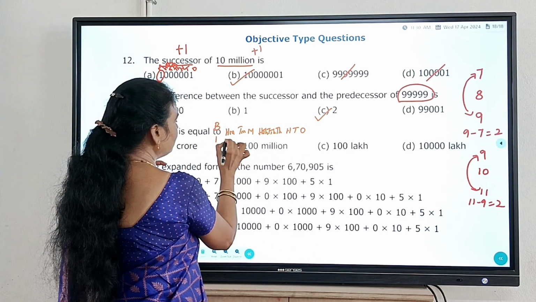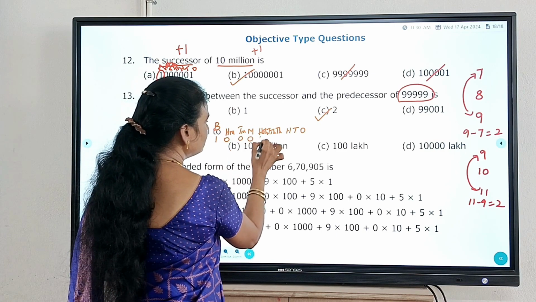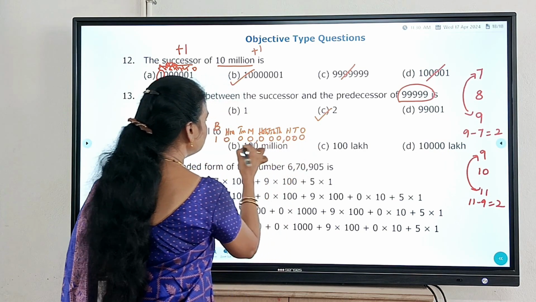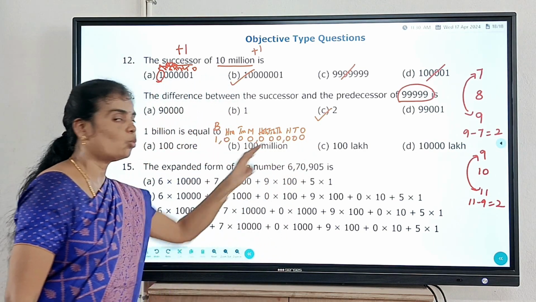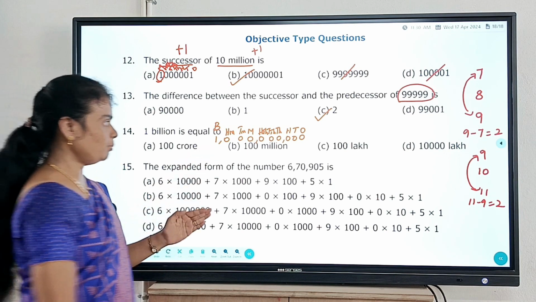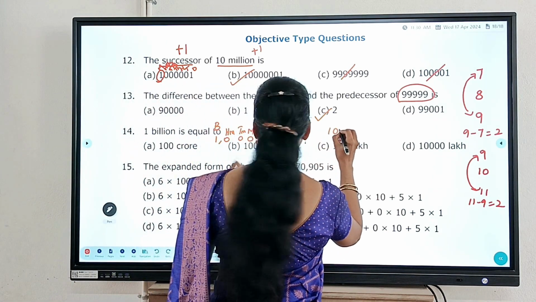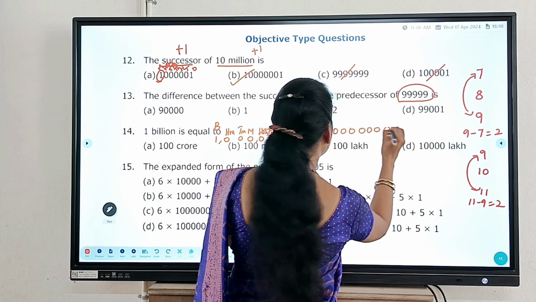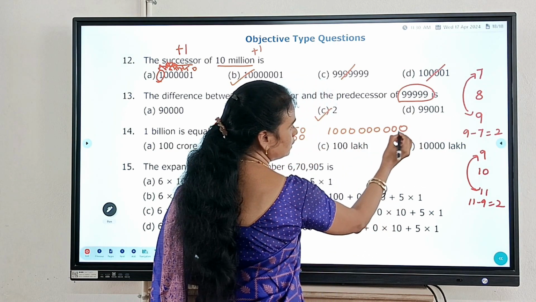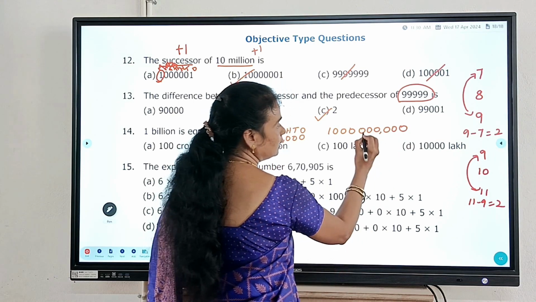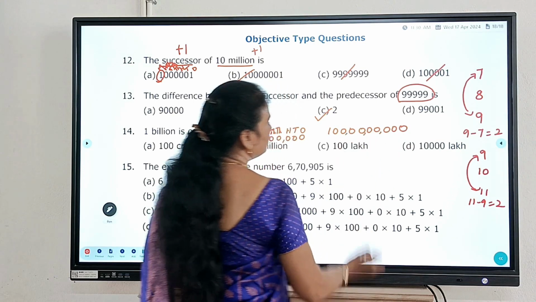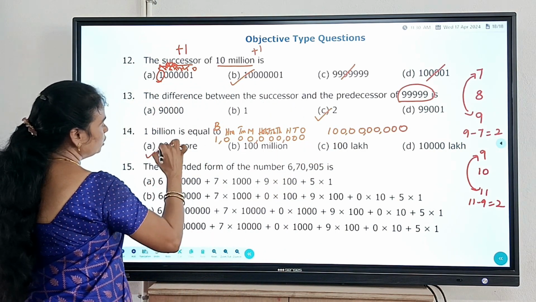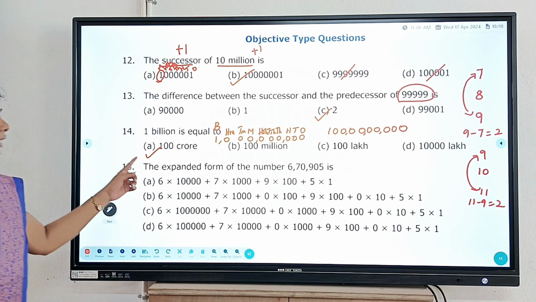Okay, so 1 billion will be written in this form: 1, then 3 zeros, here 0. So this is 1 billion. The same number, how will we write in the Indian system? 1, 2, 3, 1, 2, 3, 1, 2, 3. So in the Indian system, if we place the commas, they come here, here, and here. So what is this number? It is 100 crore. So the answer for the 14th one is 100 crore.